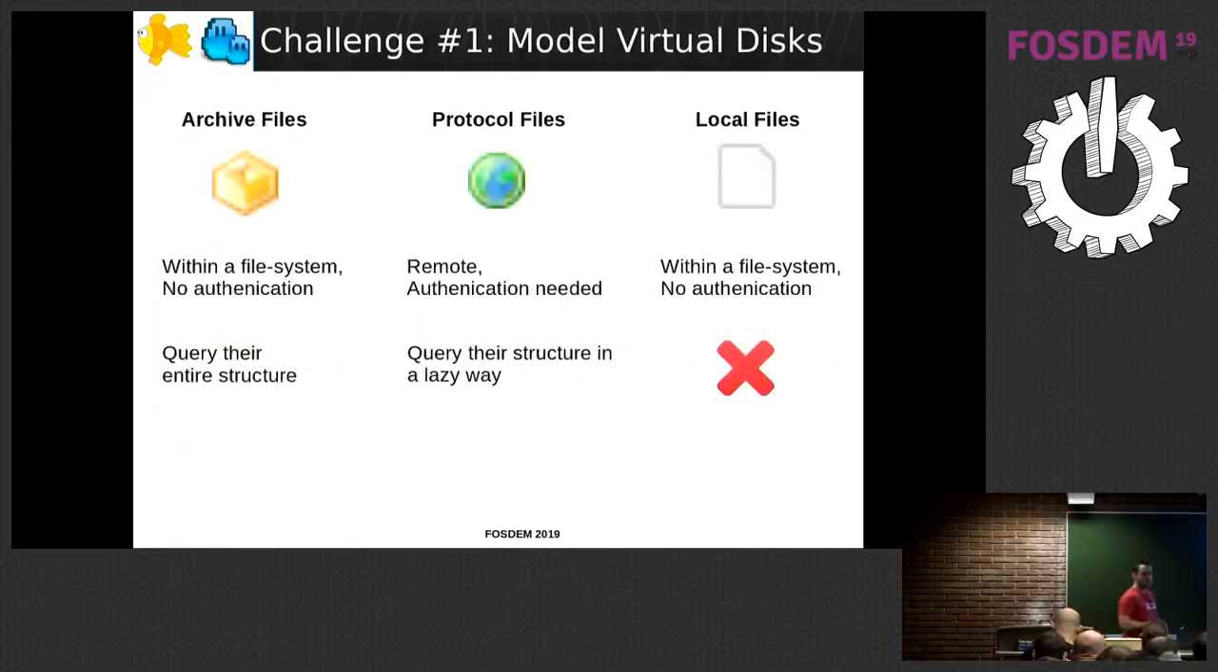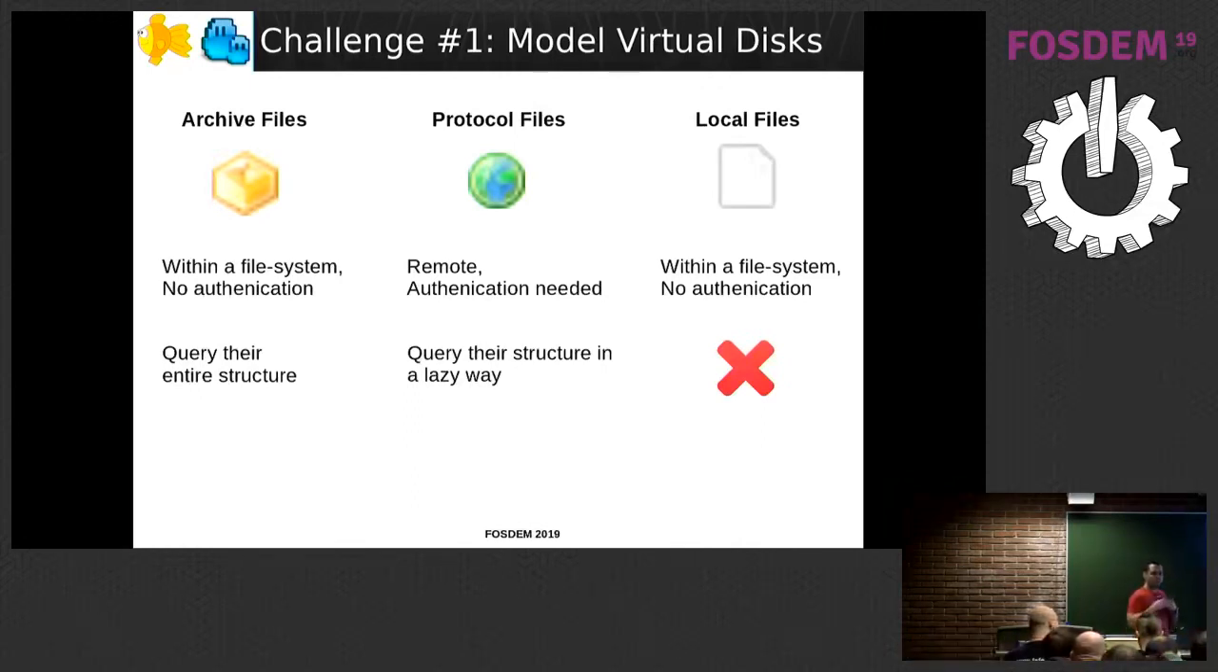So let's start with the modeling part. In Mu Commander, we have three types of files. Archive files, those are files inside file systems that contain files and folders inside. There are protocol files, those are remote file systems that you need to connect to, generally authenticate and connect to. And local files, those are all the other files that reside on my local machine.